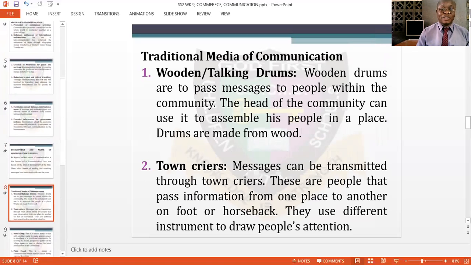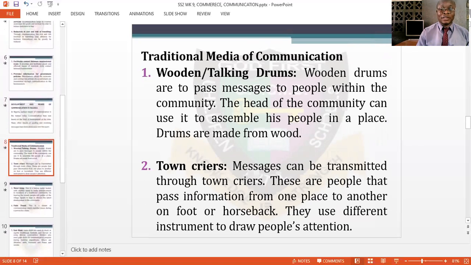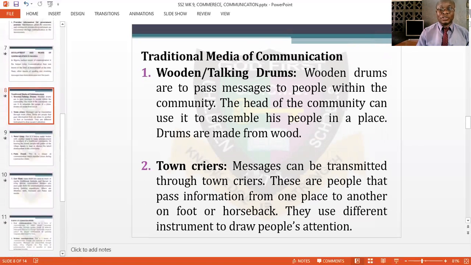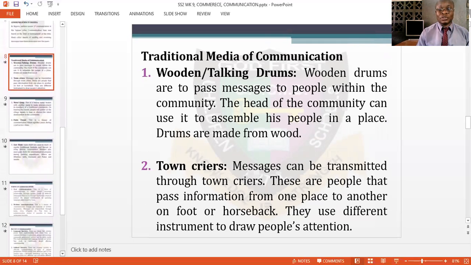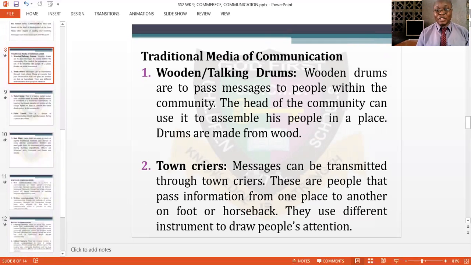Then we also have traditional means of communication. We have wooden drums, or you can call them talking drums. Wooden drums are used to pass messages to people within the community. The head of the community can use them to assemble the people in a place by using the talking drums. Wooden drums are made from wood.